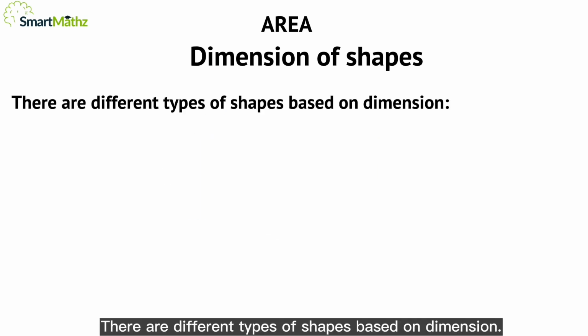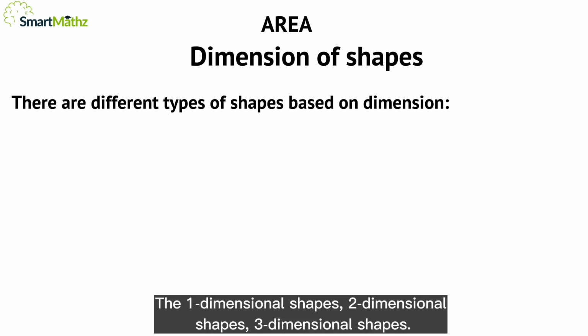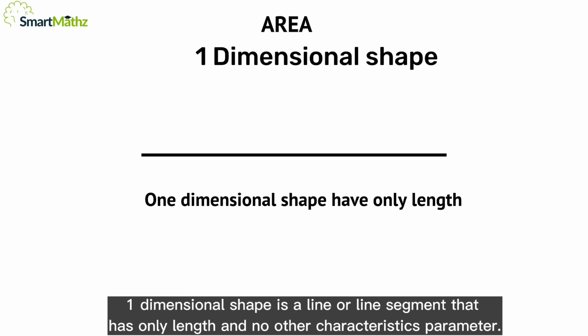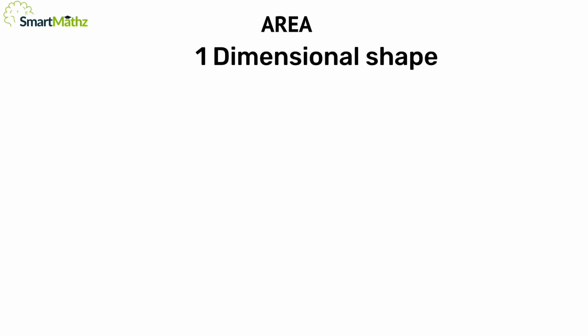There are different types of shapes based on dimension. The one-dimensional shapes, two-dimensional shapes, three-dimensional shapes. One-dimensional shape is a line or line segment that has only length and no other characteristic parameter. The only one-dimensional shape is line.